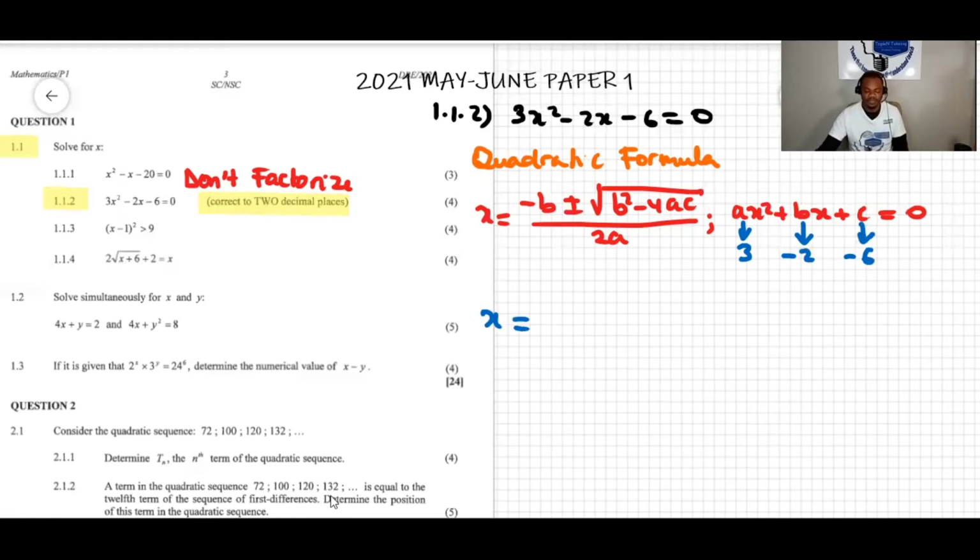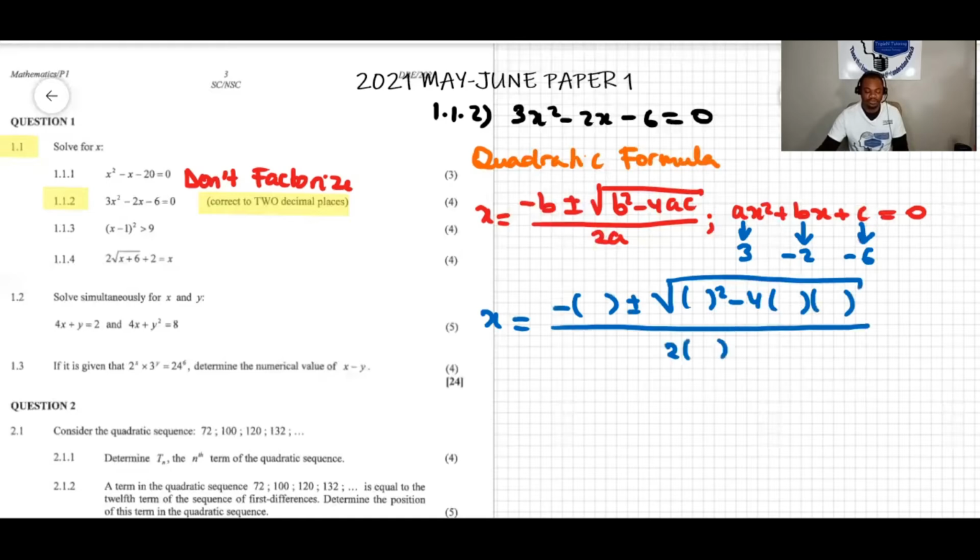Those are the values that we're going to substitute in this quadratic formula. So it's going to be negative b plus minus square root of b squared minus 4ac, all over 2a. Now we're going to sub in the values. b will be negative 2 plus minus square root of negative 2 squared minus 4 times a, which is 3, and then c is negative 6, over 2a, where a is 3. Now we can work it out.